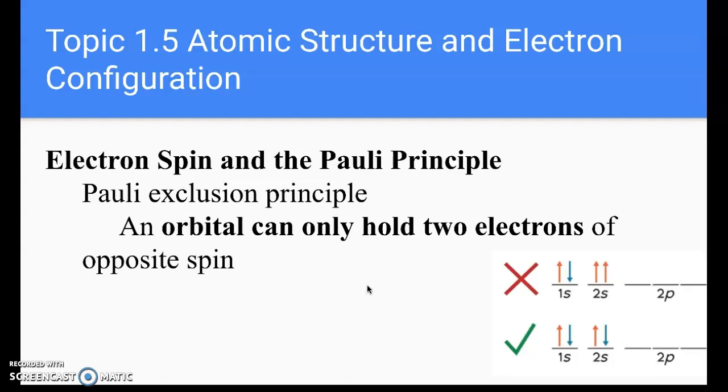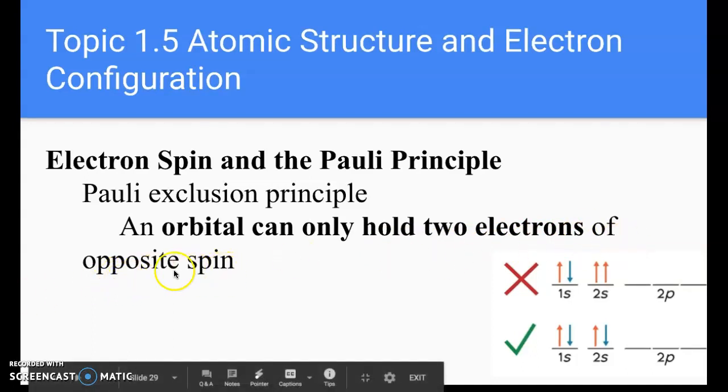Okay, so the next part is the Pauli exclusion principle, and the key thing there, in bold, is an orbital can only hold 2 electrons. That's the maximum capacity of each individual orbital. So it doesn't matter if it's an s, p, d, or f orbital, it can hold 2 electrons.